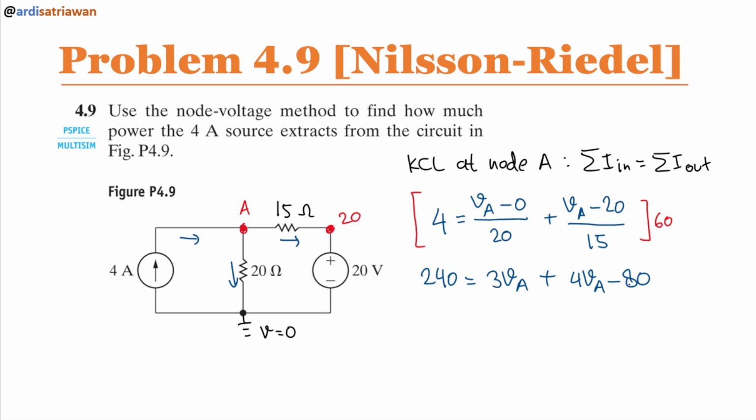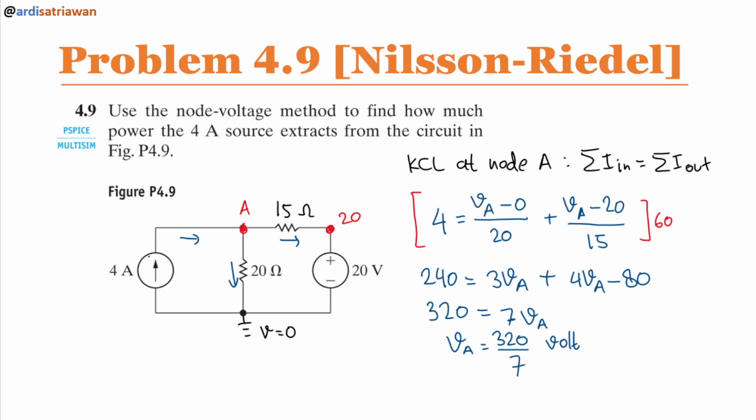And we can move this 80 to the left hand side. So we'll have 320 here. And on the right hand side, we will have 7 VA. Okay. So now we have our VA here is 320 divided by 7. Okay. And what does that mean? That means the voltage here is 320 divided by 7, and the unit here will be volt.